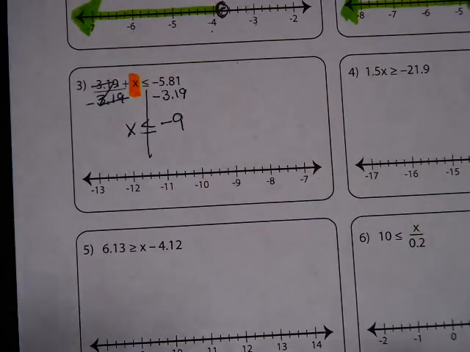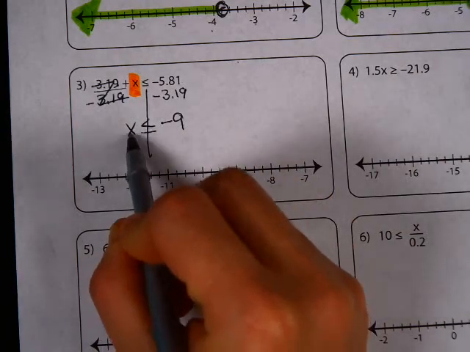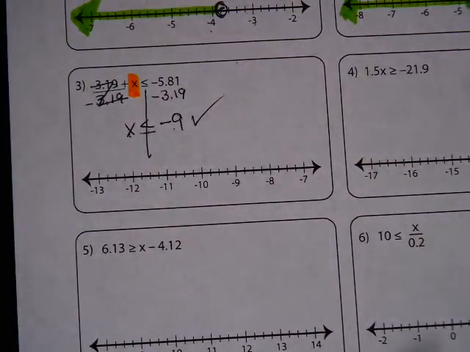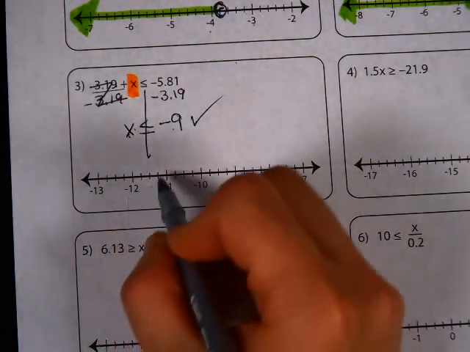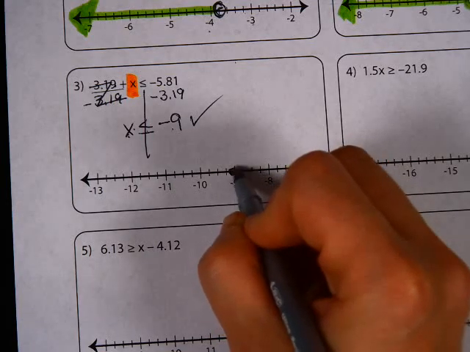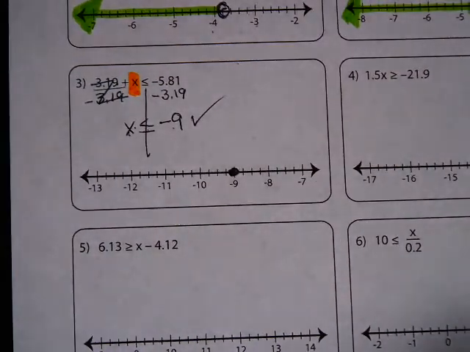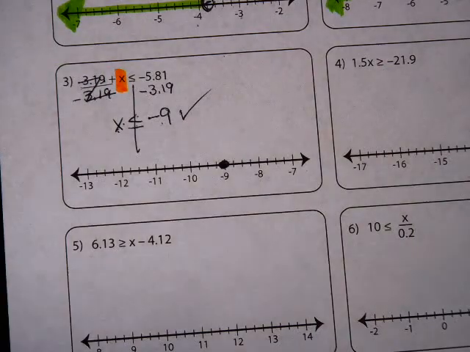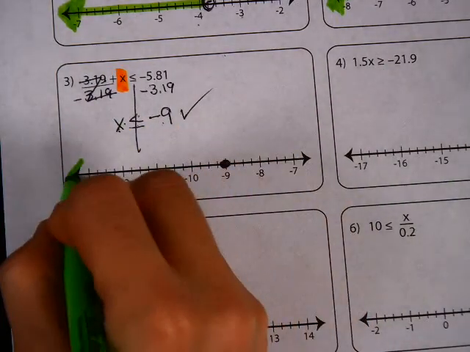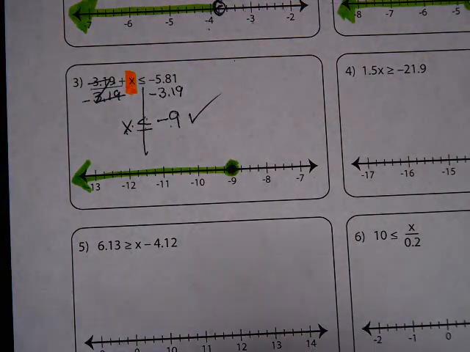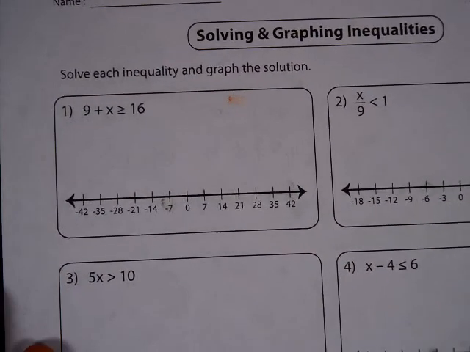Okay? Now, check the order. Is it variable, inequality sign, constant? Yep, we're good. It's in the correct order. So, I look for negative 9, open or closed circle because it's a greater or less than or equal to. It points this direction. So that is the direction I'm going to shade. I can even make it a little bigger. Okay. Now, let's flip to the back here. These are so much easier.